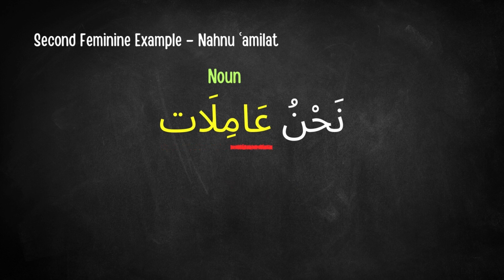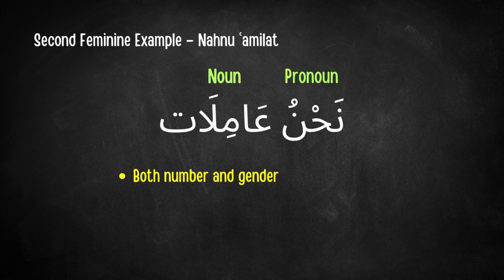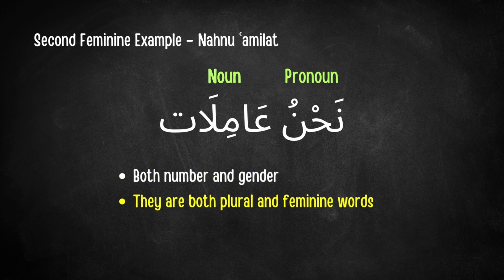The noun عاملات matches the pronoun نحن in both number and gender. They are both plural and feminine words. نحن عاملات. We are workers.